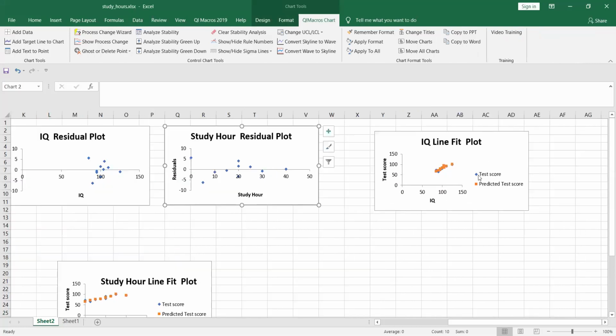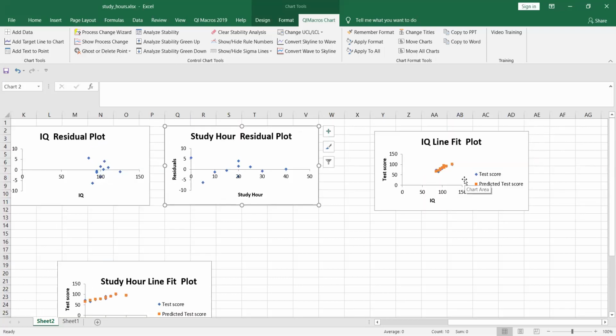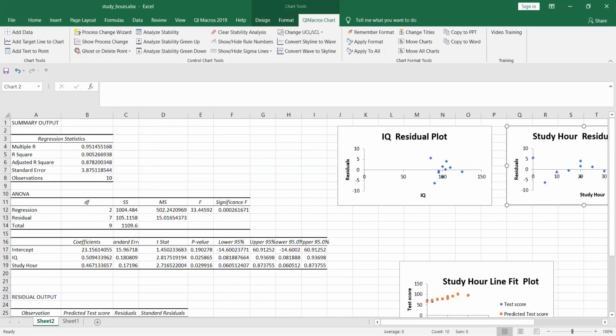This is the IQ line fit plot, and this is the study hour line fit. So study hours and test score are highly correlated. There is a strong correlation, and similarly the IQ and the test score also give you a pretty strong relation. So this is for the multilinear regression problem.